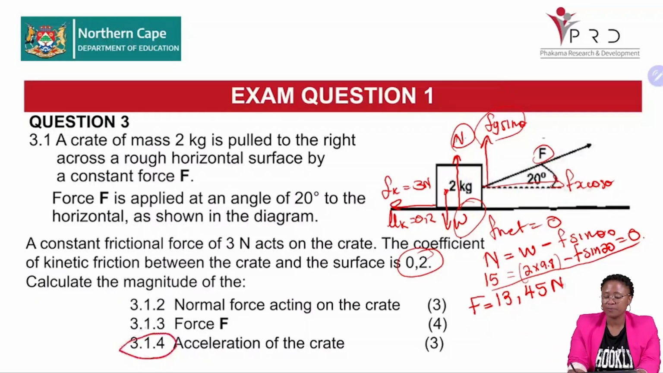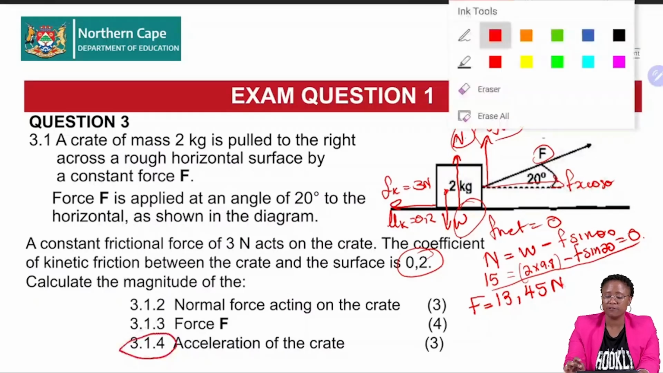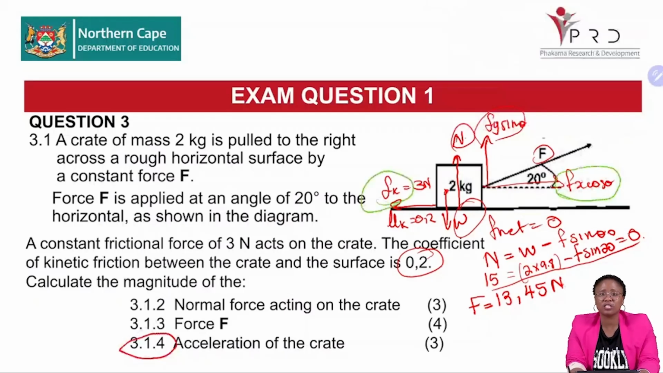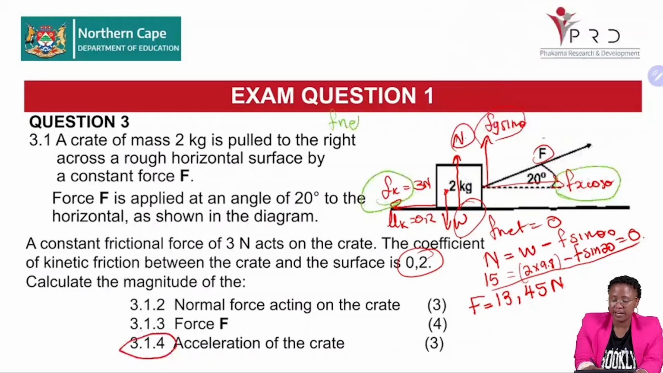We still have the fx. Let me try to use a different color pen so that you can see. I have my fx, which is across the x-axis. I have my fk, which is across the x-axis. So that is all the forces that are acting across the x-axis, and that is what I'm going to be looking at.